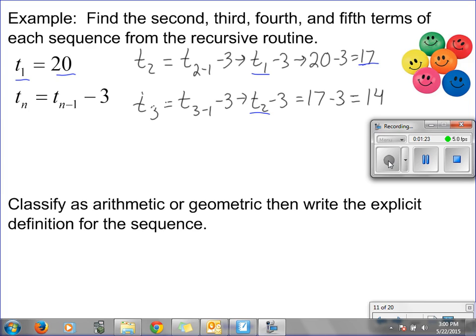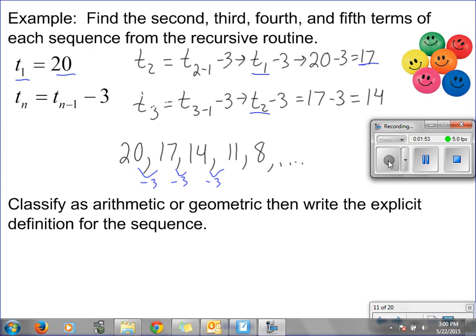Again, if you start noticing patterns in your sequence, please feel free to use that pattern to continue your sequence, because sometimes the notation is a little bit bulky. Notice here that we just have a difference of 3. So if we continue that difference of 3 to find our next two terms, we get 14 minus 3 is 11, and then 11 minus 3 is 8. So they would be the second, third, fourth, and fifth terms of our sequence.